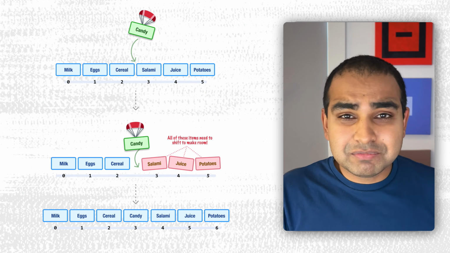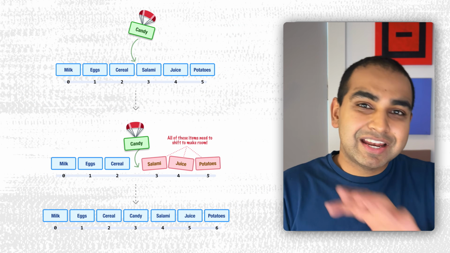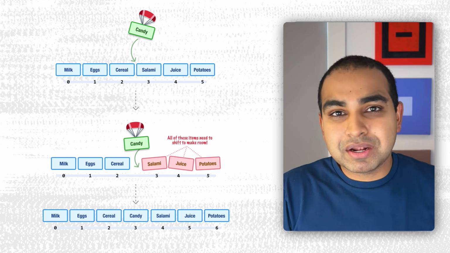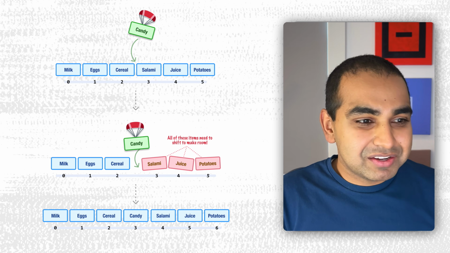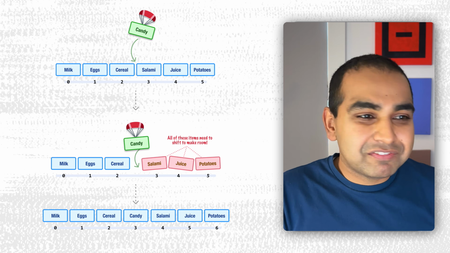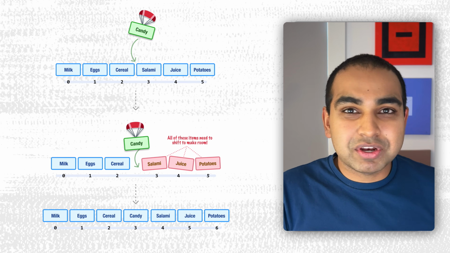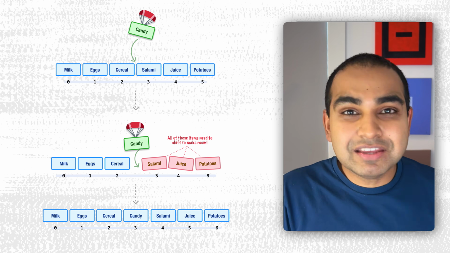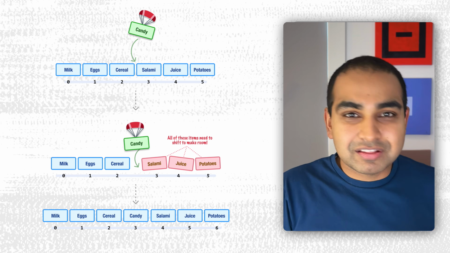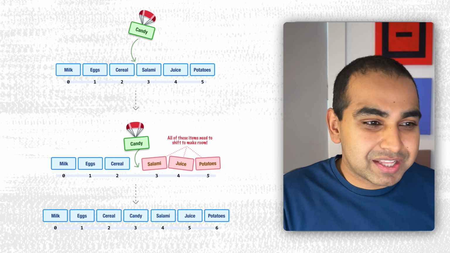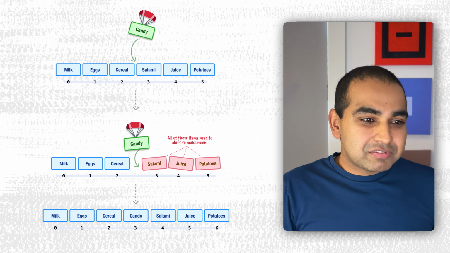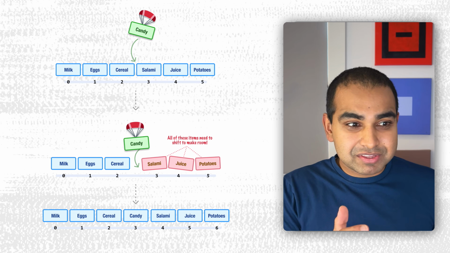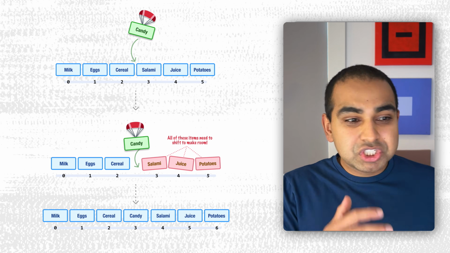Now, there may be times when we want to add an item to the array that is not towards the end, but somewhere in the middle or maybe even the beginning. When it comes to inserting items into an array, it's a bit more of an involved process. So here, for example, I want to add an item called candy. I want to add it between cereal and salami, in between index positions 2 and 3. To add an item in the middle of our array, it requires me to take all the items that are going to be coming after it and shift them over.